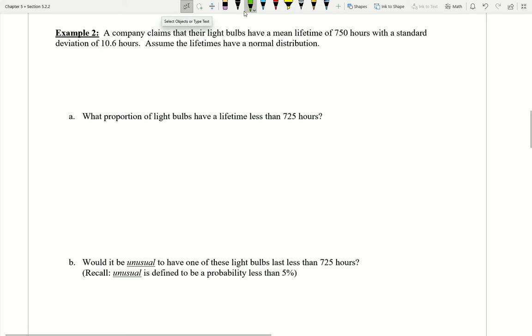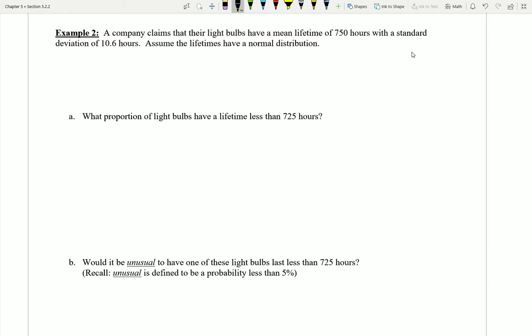So now let's take a look at example number 2 and continue to try to use these different calculator commands to our advantage. Let's see what we have here. A company claims that their light bulbs have a mean lifetime of 750 hours and a standard deviation of 10.6. Assume the lifetimes have a normal distribution.